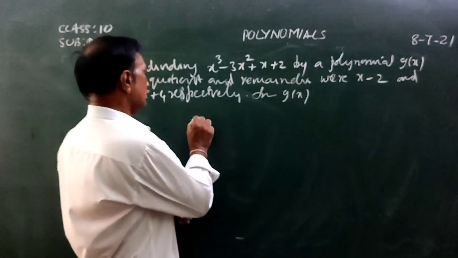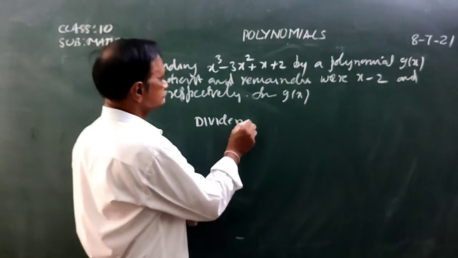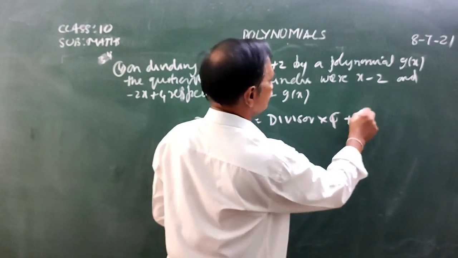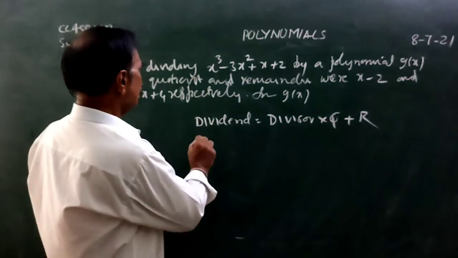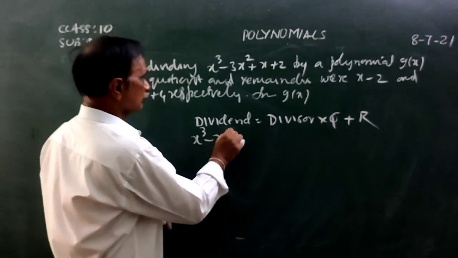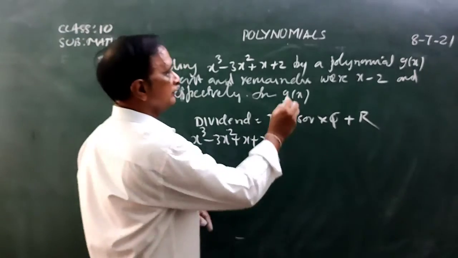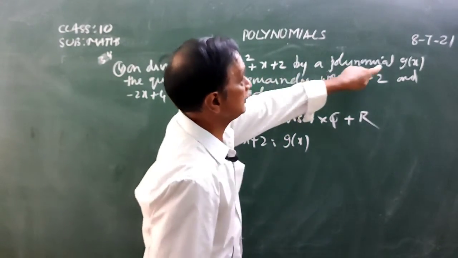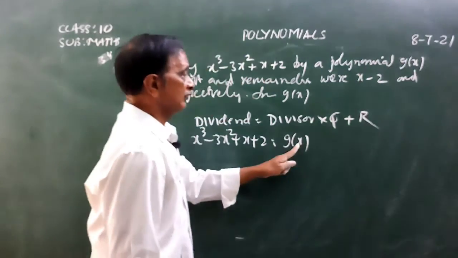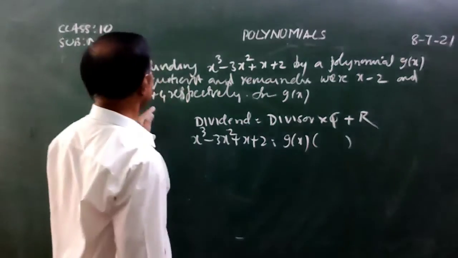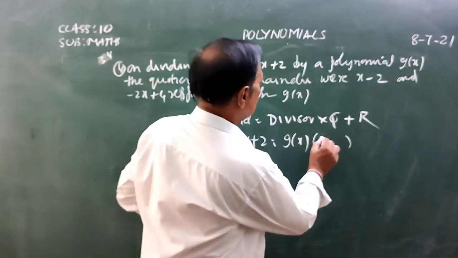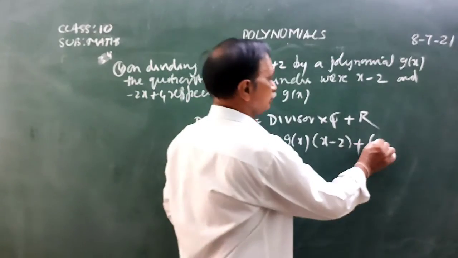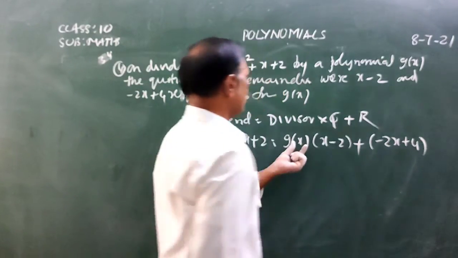You know the division rule. Dividend equal to divisor into quotient plus remainder. What is the dividend here? x³ − 3x² + x + 2. What is the divisor? Not given. On dividing by a polynomial g(x), here g(x) is the divisor, into what is the quotient? Quotient is given, x − 2, plus what is the remainder? −2x + 4. How do you find g(x)?